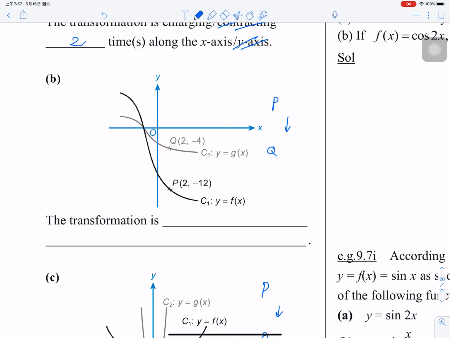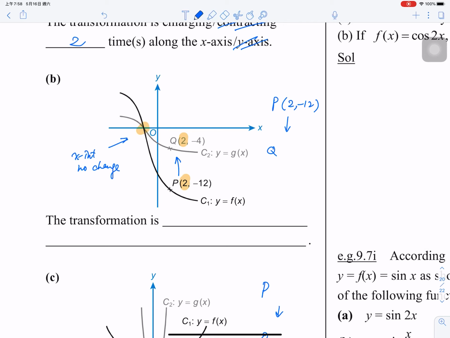Here we'll have another graph from C1 to C2. That means this time like this. Okay? And have a look. This time about the x and y-intercept. X-intercept, no change. Okay? How about the x-coordinates? Yeah, x-coordinates, no change.